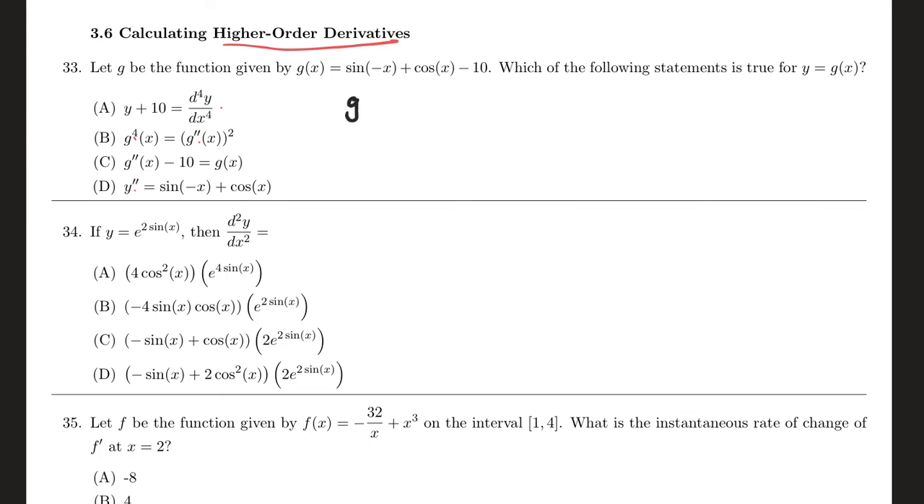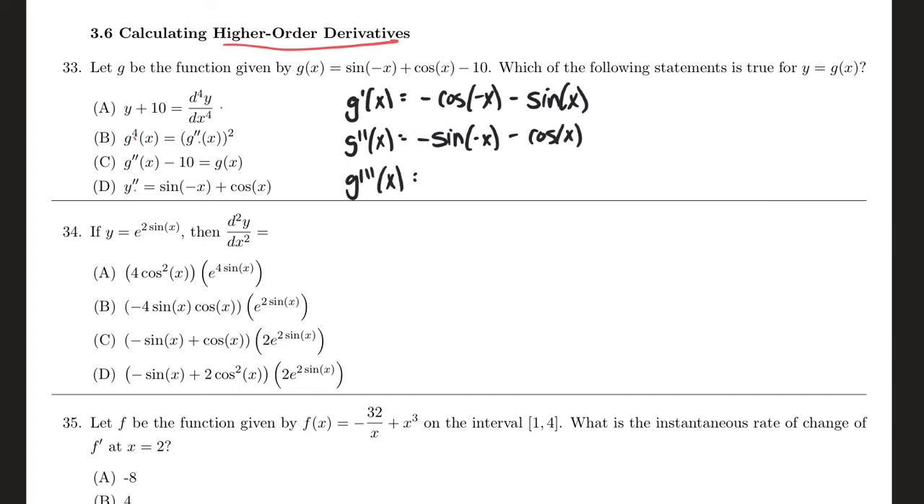So let's do the first derivative. It's going to be cosine of negative x, but that negative x is going to add an extra negative there, minus sine of x. And then minus 10 goes away. G double prime of x is going to be positive sine of negative x, and that negative x makes another negative there, minus cosine of x. Third derivative, negative sine turns into negative cosine, but this negative will put an extra negative there, plus sine of x. And the fourth derivative, cosine is going to turn into negative sine, but again, the chain rule will have an extra negative pop out, so we can do a positive, plus cosine of x.